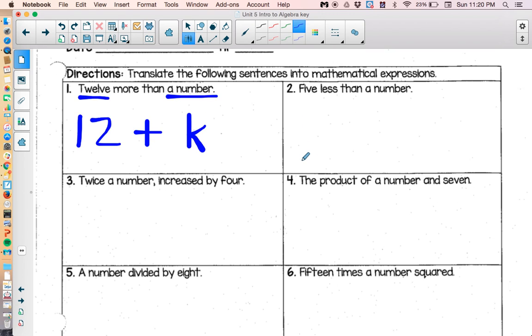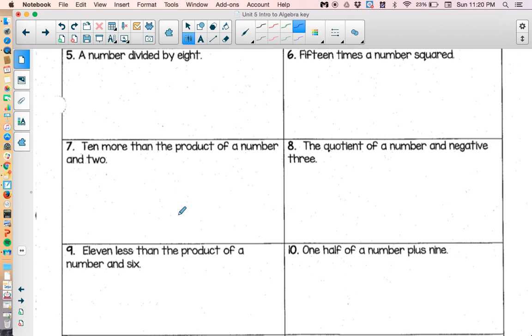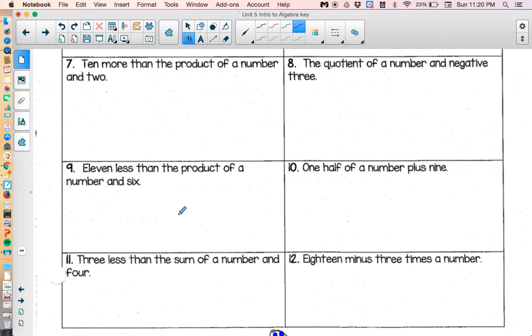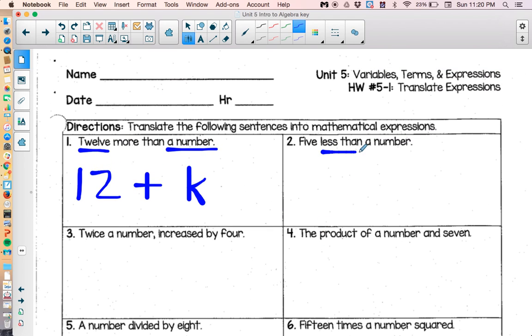Do the rest of these. Make sure you pay attention to any time it has a turnaround word. So let's see. Less than is a turnaround word right away there. And then also look for any time it might have parenthesis words.